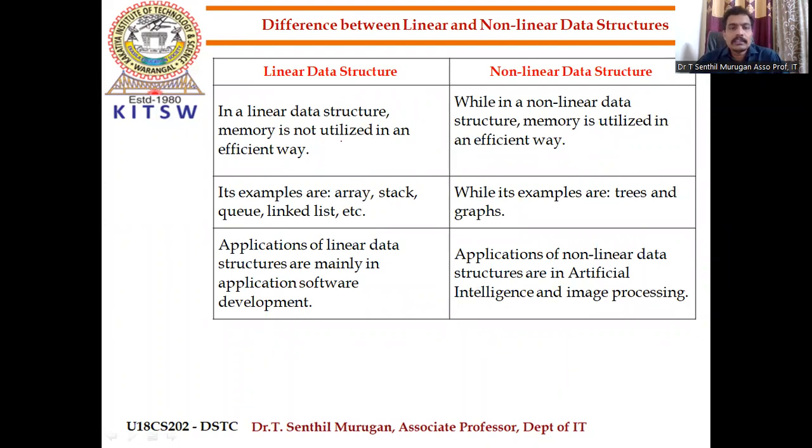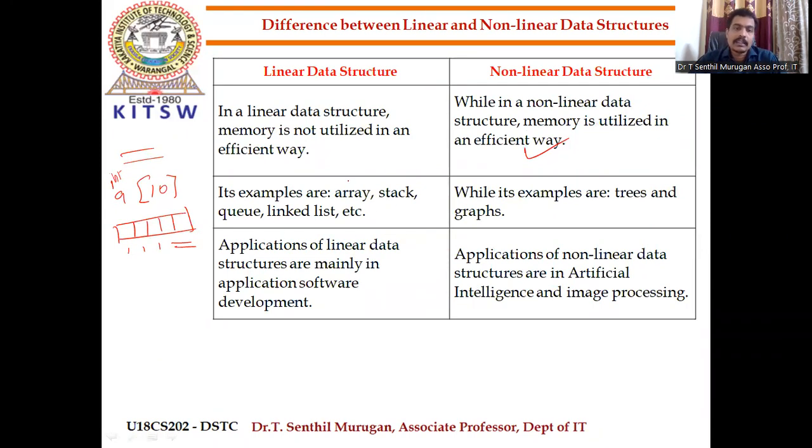And memory is not utilized in an efficient way. That means memory will be continuously allocated. For example, if we create int A of 10, 10 memory locations will be allocated. If we used only 2 or 3 integer values and the remaining are free, we are not utilizing it properly. But here memory is utilized in an efficient way. Wherever the free memory is there, that will be allocated. Okay. So there are links, indexes, many things that we will discuss in the last unit.